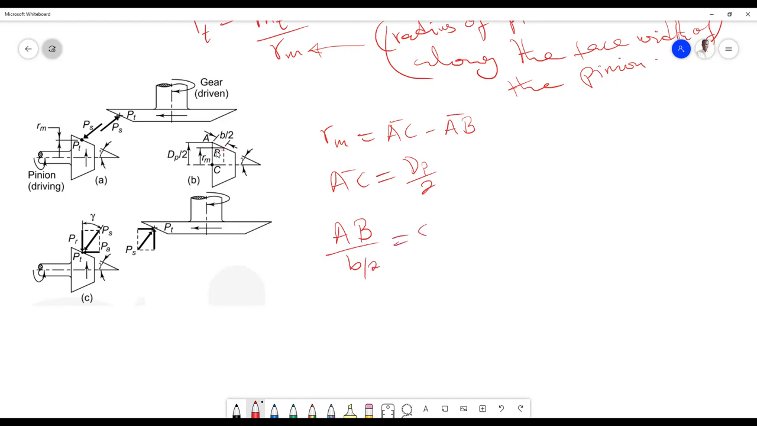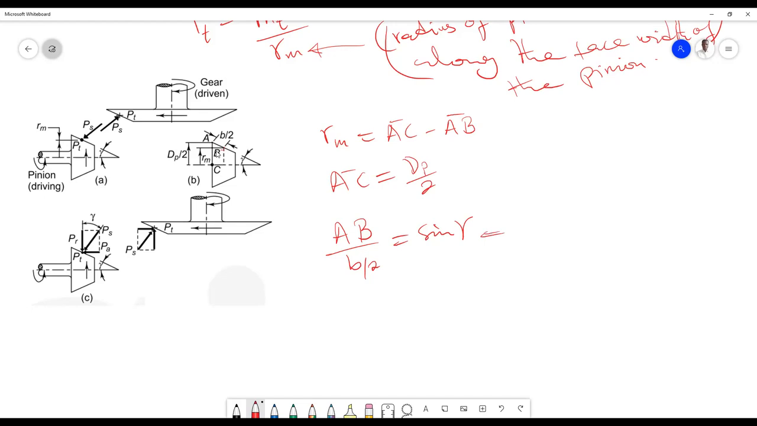To be equal to sine of gamma, where gamma in this case is that cone angle. And we know that the B on 2, the distance from here to the point where we are determining the mean radius. So if we want to determine the angle gamma, it is related to AB and B on 2 by this. So we say that AB divided by B on 2 is equal to the sine of gamma.